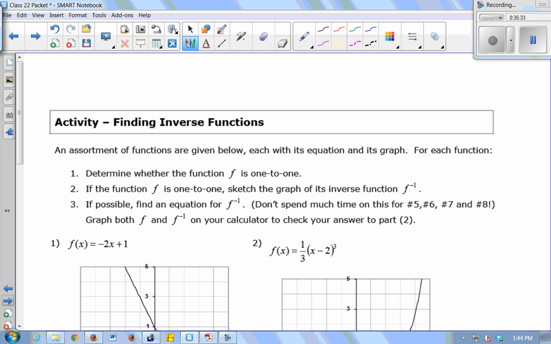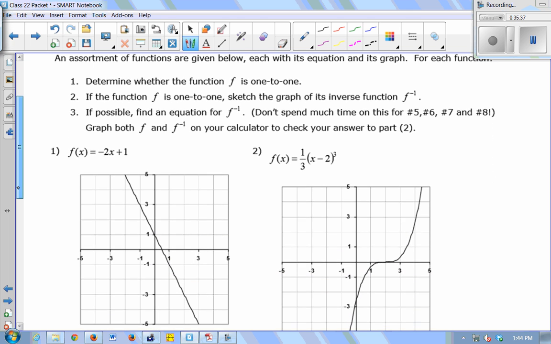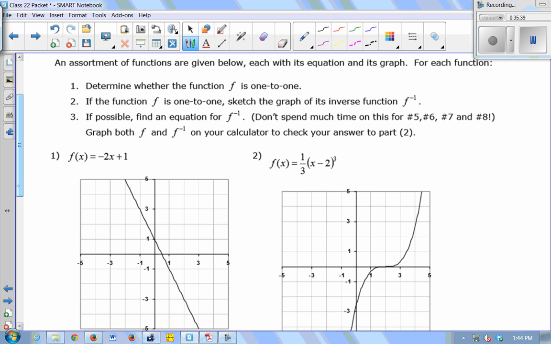All right, so now I have some work for you to work on in your groups. For each of these questions, I've given you a formula and a graph of a function f, and I want you to determine if the function's 1-to-1, so you can tell by the HLT. And then if it is 1-to-1, sketch its inverse just by picking some key points, swapping x and y coordinates. And then finally, if it's possible, find an equation for f inverse by doing our swap and solve strategy.